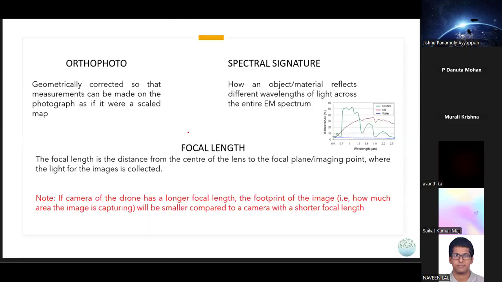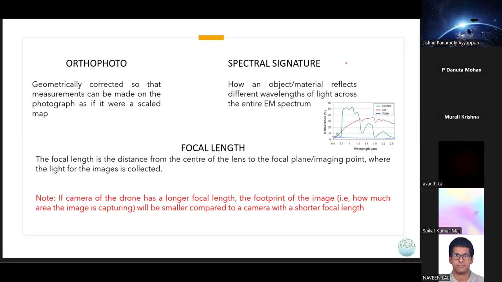Next, other terminologies: orthophoto. Orthophotos are nothing but geometrically corrected images so that measurements can be made on the photograph as if it were a scaled map. Okay, an orthophoto represents the Earth's surface as if we were viewing it directly from a perpendicular direction to the camera. And then comes the spectral signature.